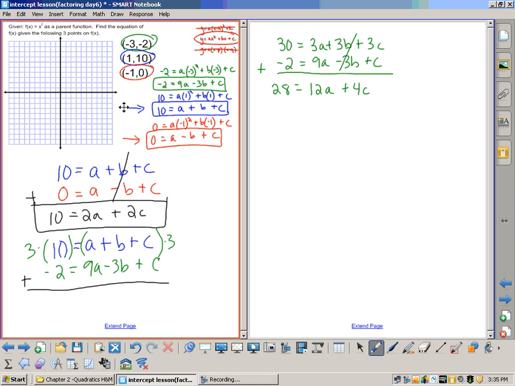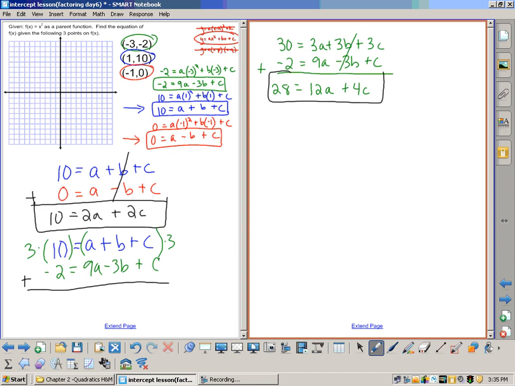I have one here, and I have one here. So to solve for one of those variables, I need to set those up as a system and get rid of another variable. So I'm going to do 28 equals 12a plus 4c plus 10 equals 2a plus 2c. Now how do I get rid of that c term? I could get rid of the c or the a. You can choose either one, but c looks easiest to me to get rid of.